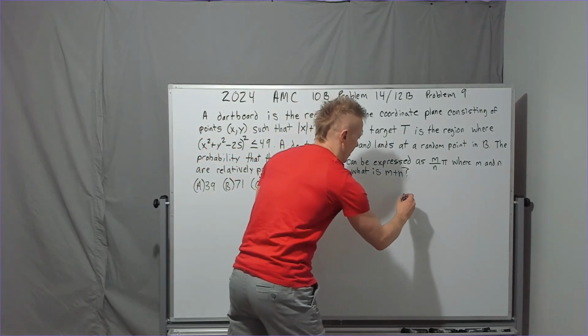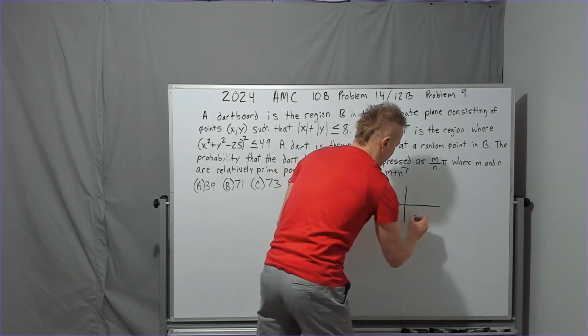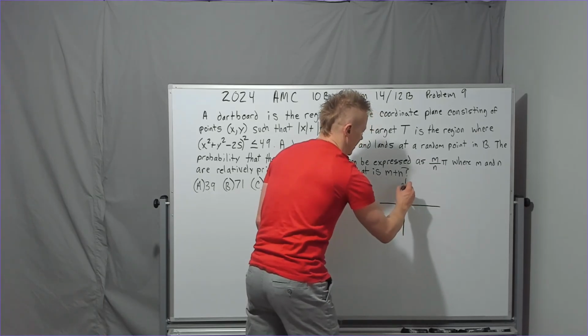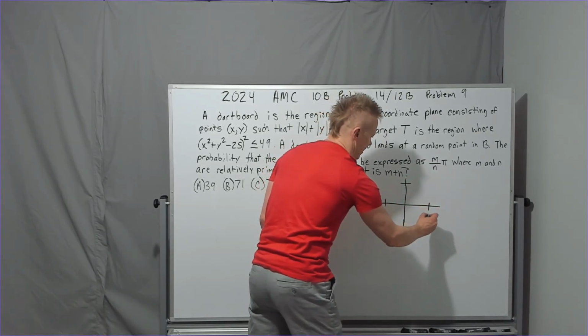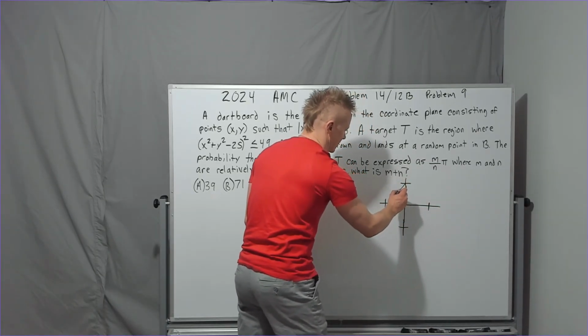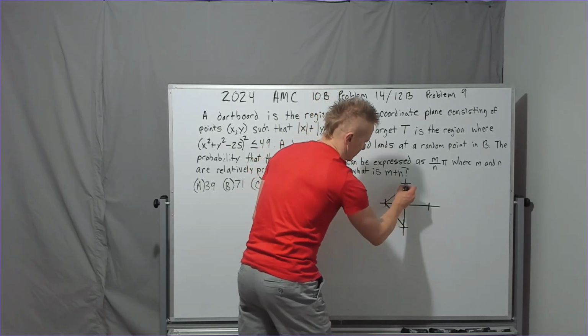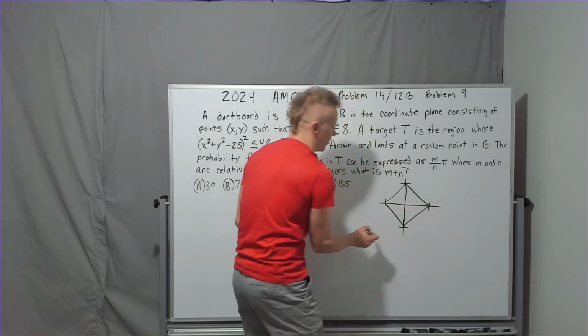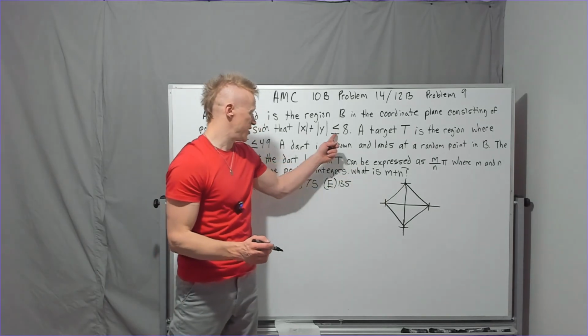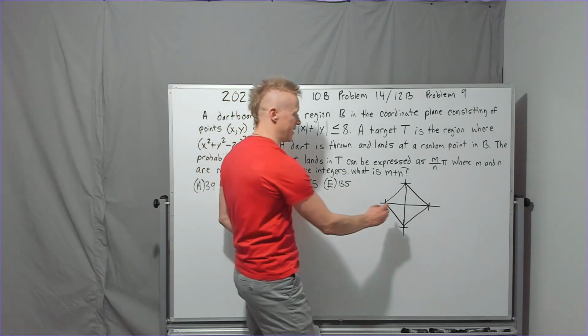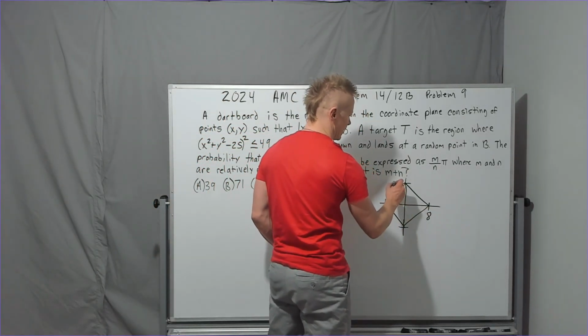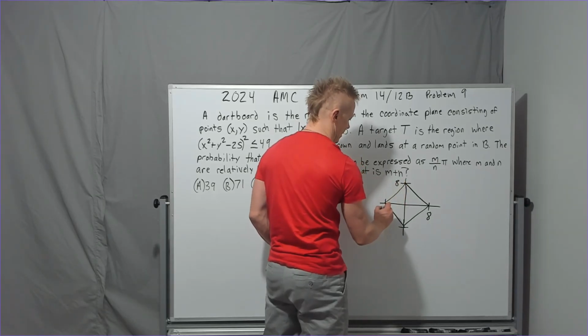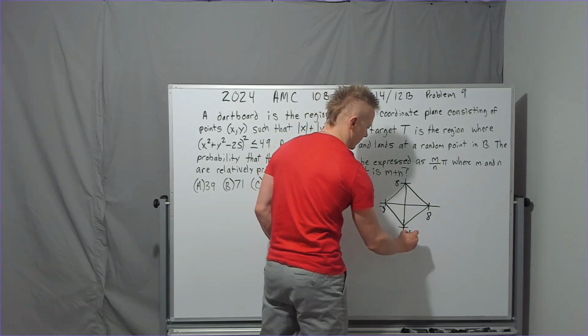Let's go ahead and graph that. So you're going to go over here, you'll go up to 8, negative 8, 8, negative 8, and it's going to go like this. Now, you're inside of that region, less than or equal to, so it'll be inside of there. There's 8 and 8 and negative 8 and negative 8 here.